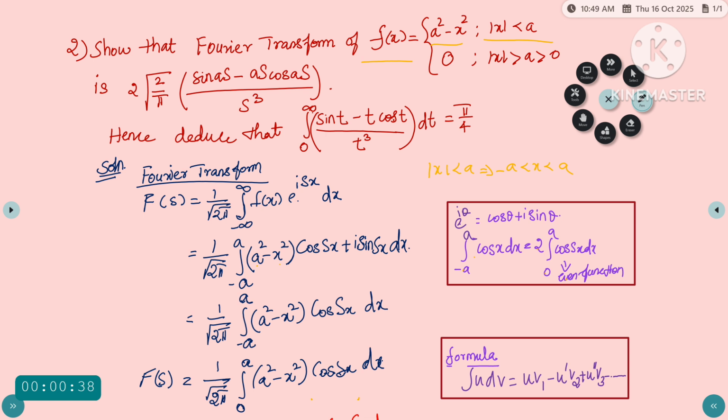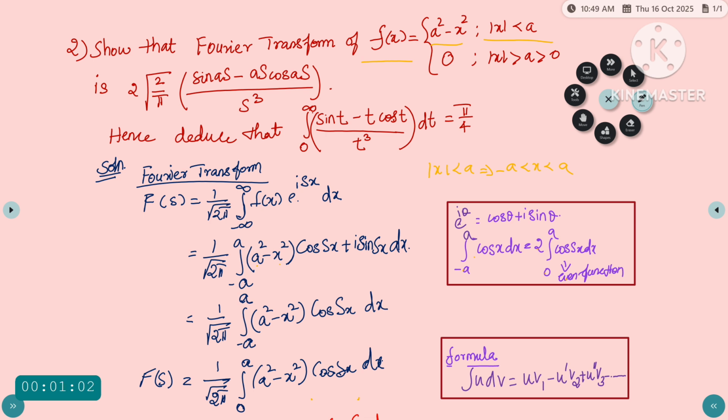We need to show that the Fourier transform answer is 2 into root 2 by pi, sin as minus as cos as by s cube. And also deduce, that means using the inverse Fourier transform, we need to show that the integration answer is equal to pi by 4. Okay, for finding the Fourier transform, first we are taking the formula for Fourier transform.